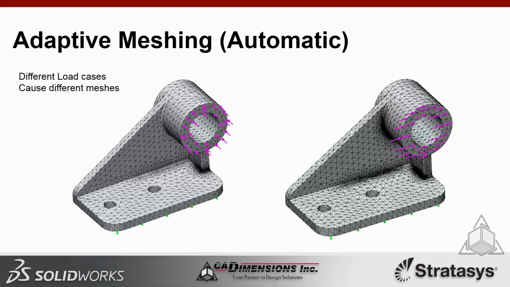Let's take a look at these two examples. The part on the left has a normal force on the front face of the cylindrical body. Notice where the mesh gets concentrated. The part on the right has a shear force of the same magnitude applied. The difference in this case is subtle, but you can see it added mesh in different places.